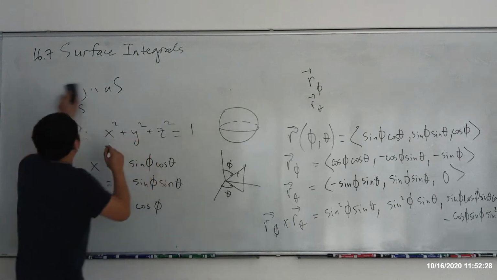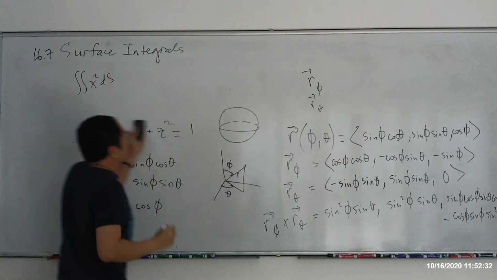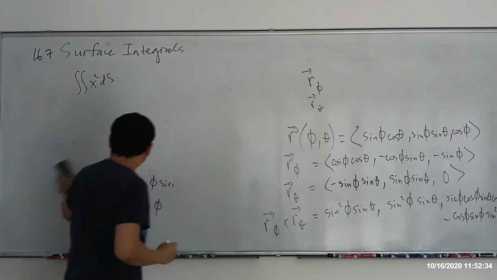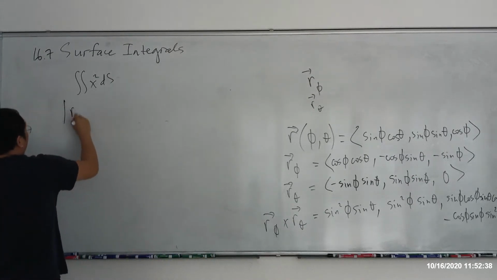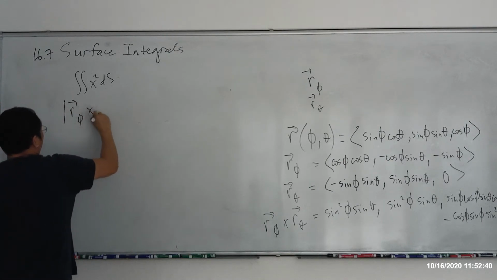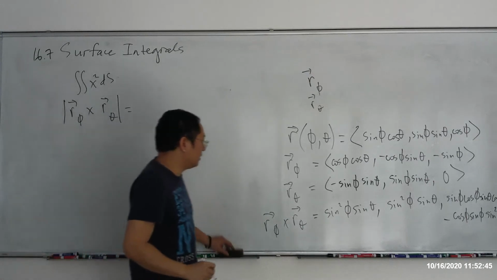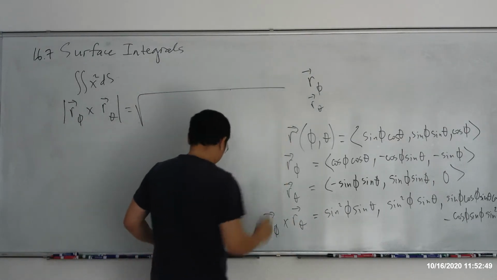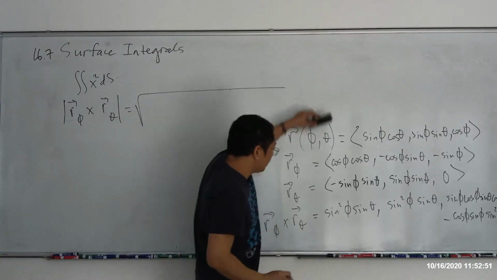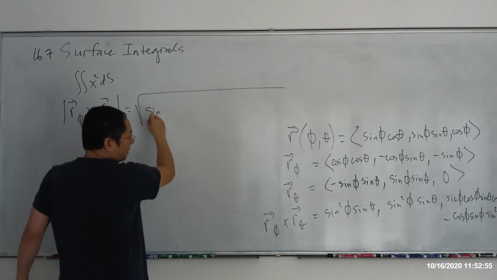Oh, this is a question. I should keep it. Integral of x squared dS. The magnitude of r theta cross r phi is gonna be square root. Oh, what? It's a big one, huh? This is square, so sine.